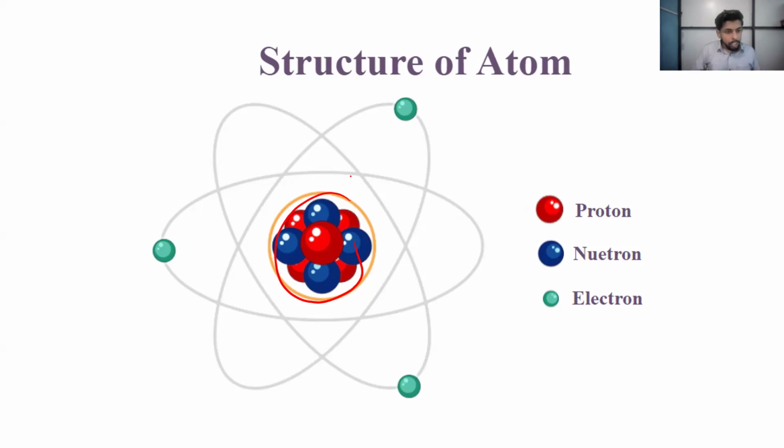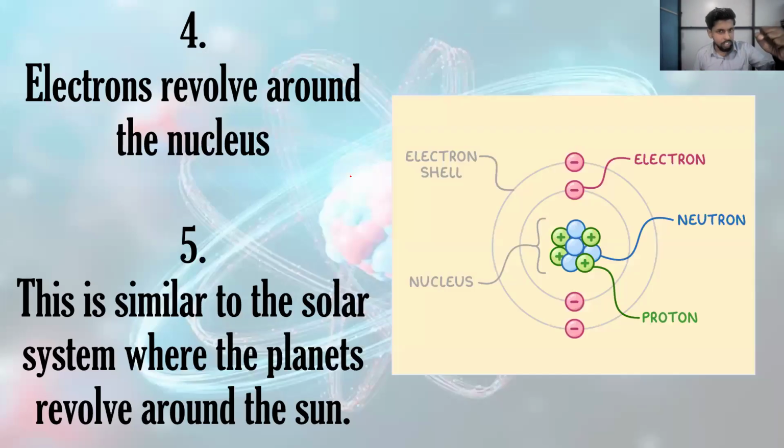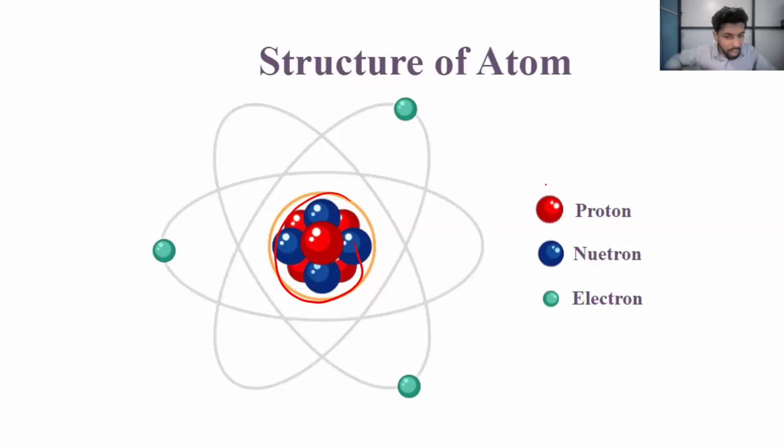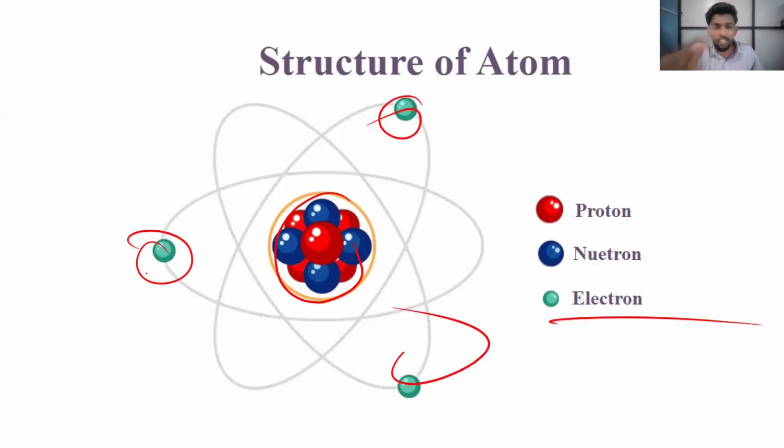Okay. So the fourth one, he said that the electrons are rotating around the nucleus. Just look at the picture here. At the center, we have the nucleus. And inside the nucleus, we have the neutrons and the protons. Inside the nucleus, we have the protons and we have the neutrons. Around the nucleus, just look at the picture here, the electrons are rotating. Am I right or wrong? The electrons are rotating around the nucleus.